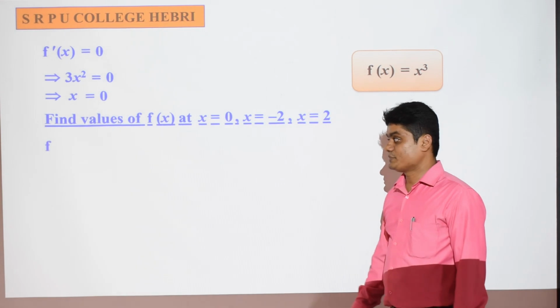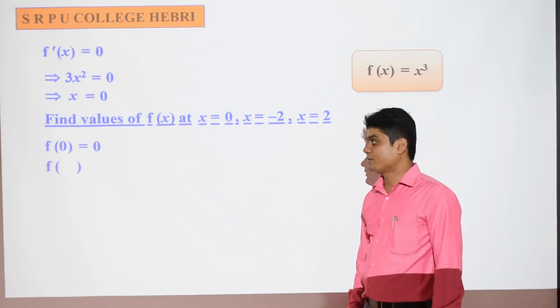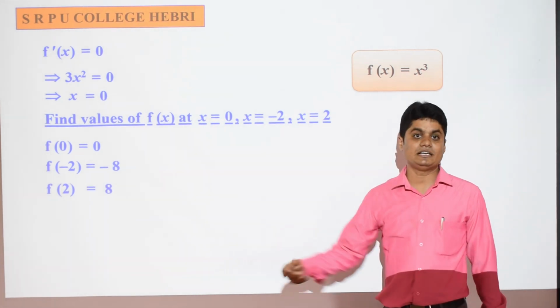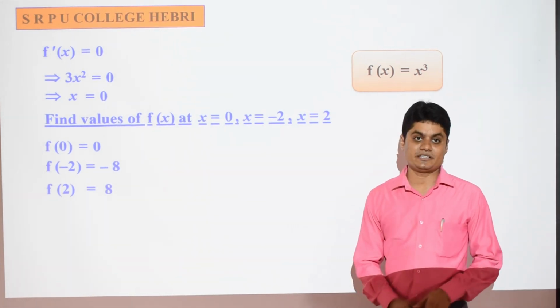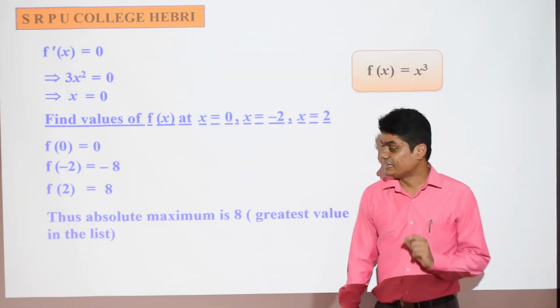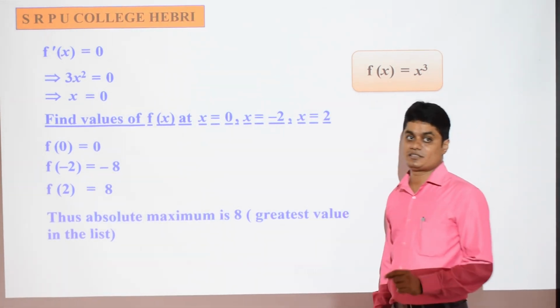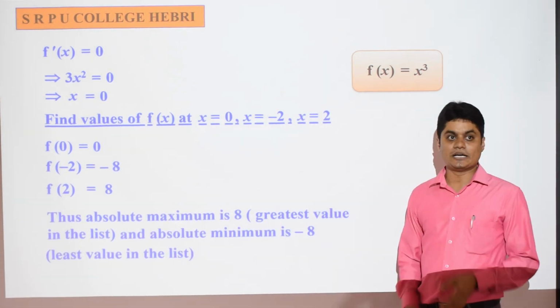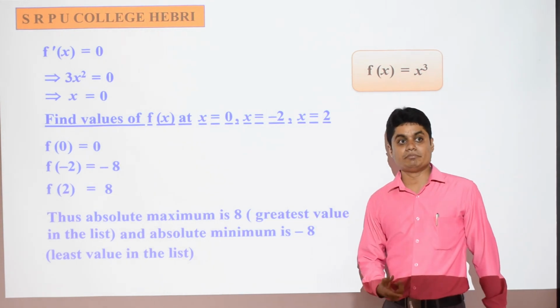Substitute in f of x: f of 0 is 0, f of -2 is -8, f of 2 is +8. In this list, which is the largest? 8 will be the largest. That 8 will represent the absolute maximum, while -8 is the least, and that number will represent the absolute minimum of the function. So absolute maximum is 8, absolute minimum is minus 8.